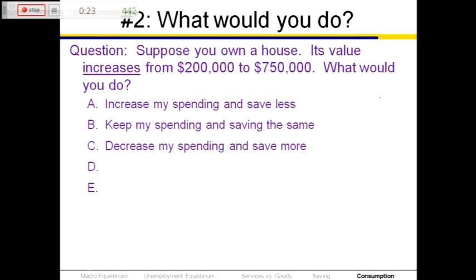3 seconds, please. 1,001, 1,002, 1,003, and stop. All right. So 20% of you would increase your spending, 69% would keep it the same, and 10% would decrease your spending.